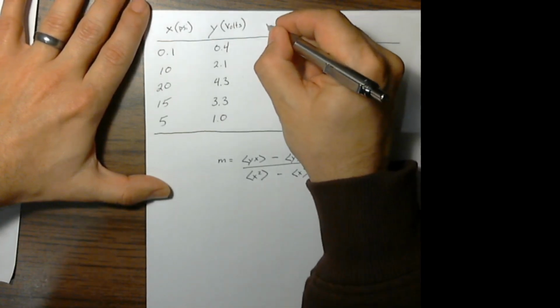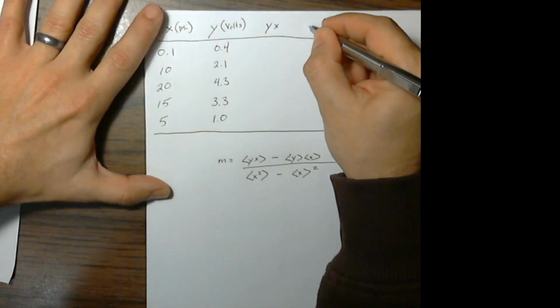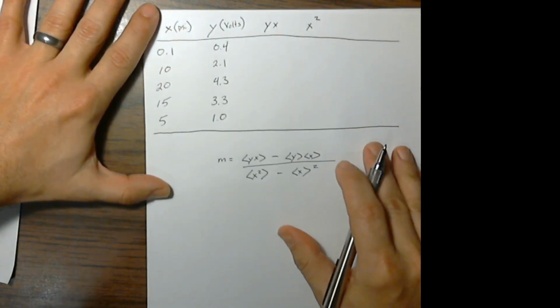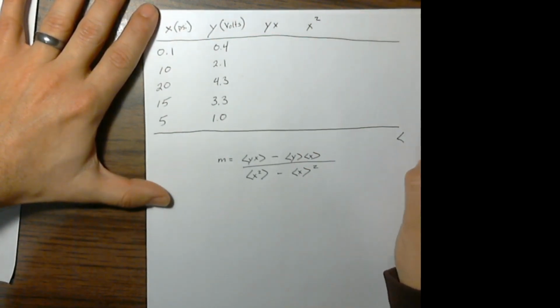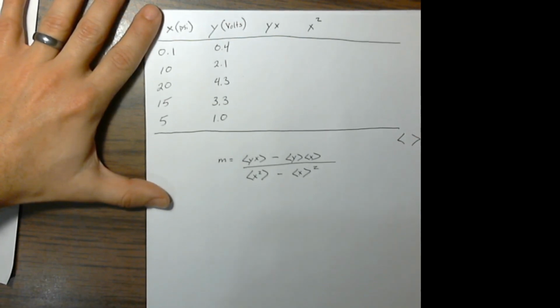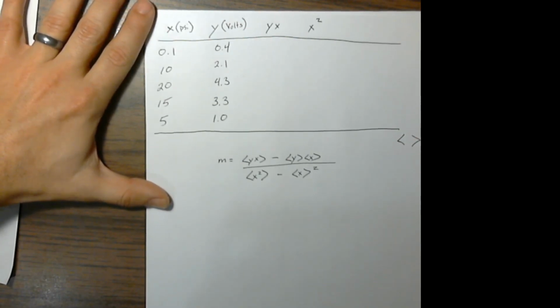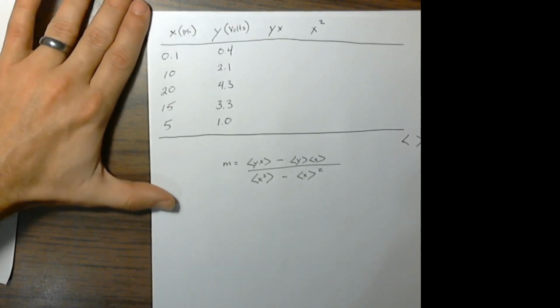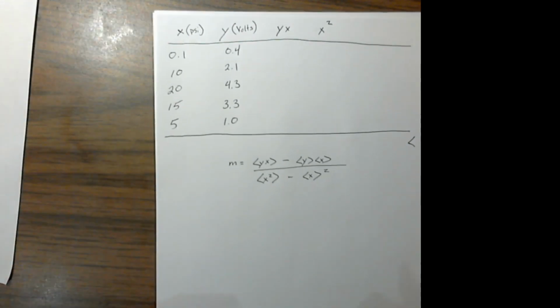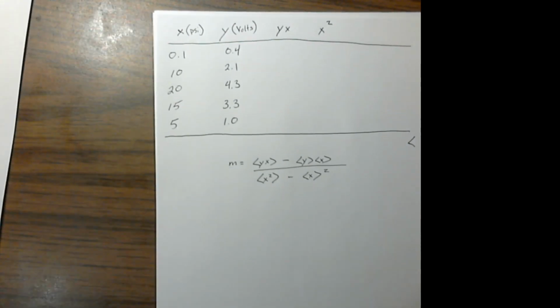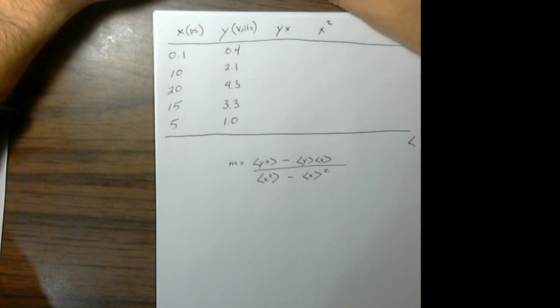I need to know what y times x is, and I need to know what x squared is. All right, and then down here, I will calculate their expected values. So as I do this, I'm going to write this out of shot. I'll do this in a Python interpreter so I get the numbers right.